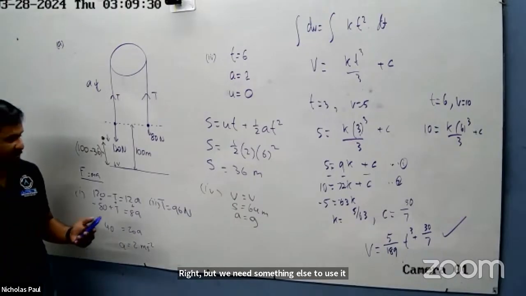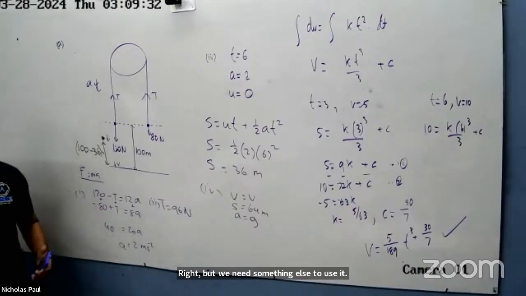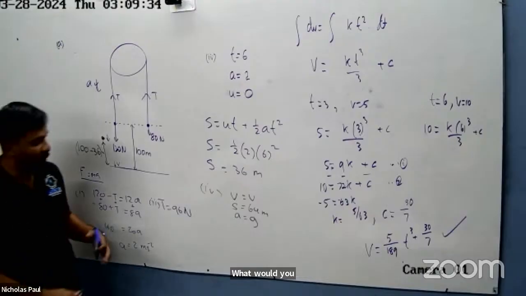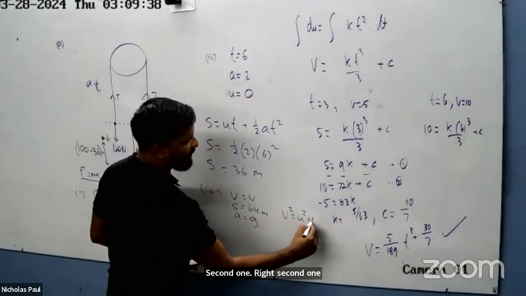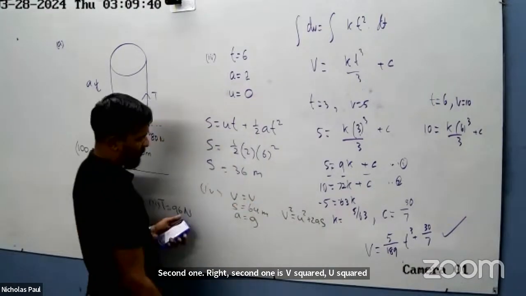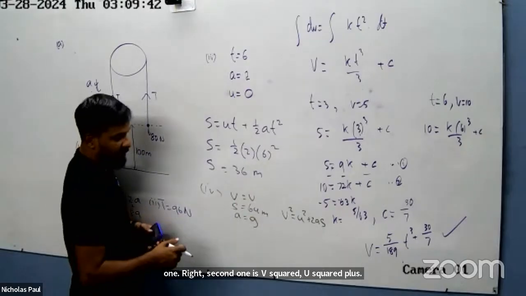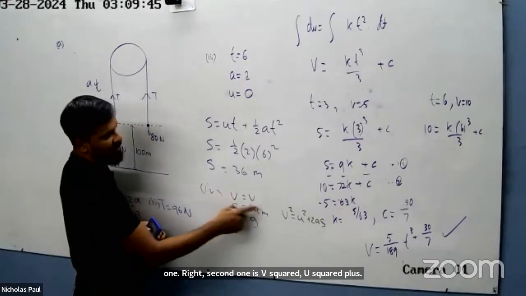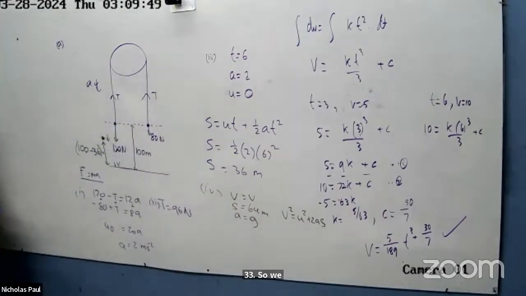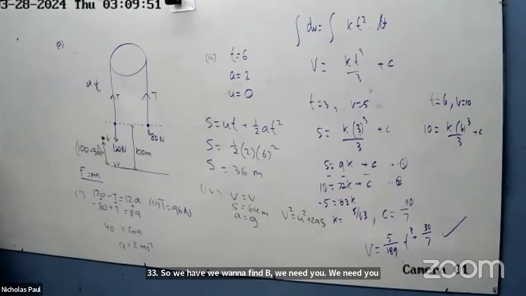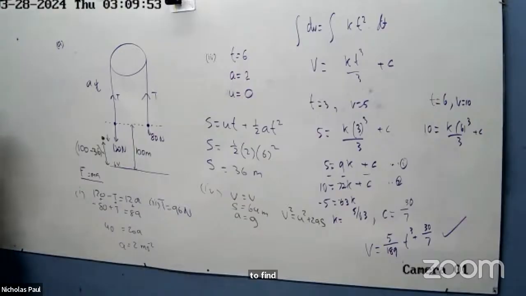Well, which equation has V and A in it? The second one. Right, the second one is V squared is U squared plus 2AS. So we want to find V, we need U. We need U to find V. Like that, bring U there.